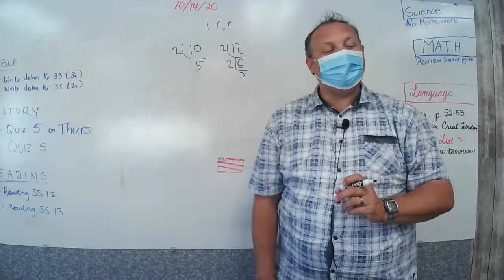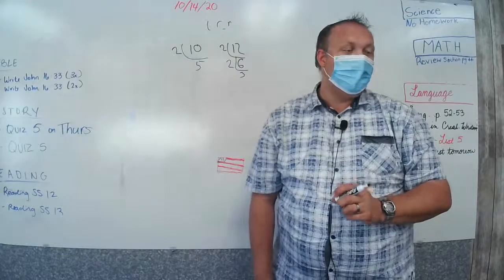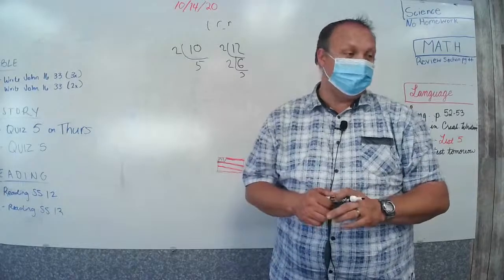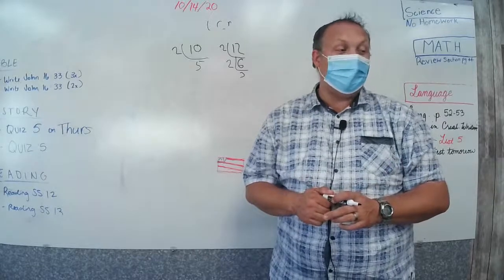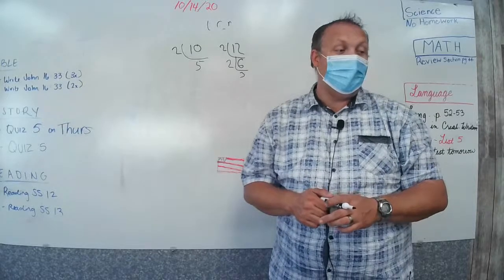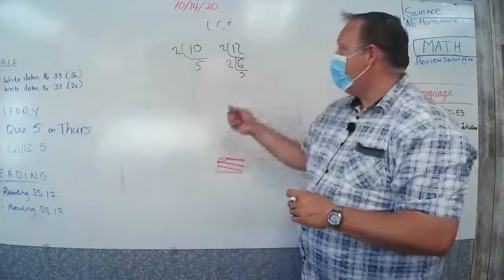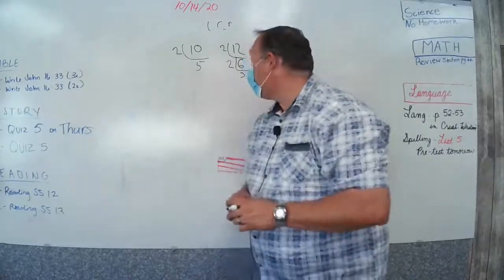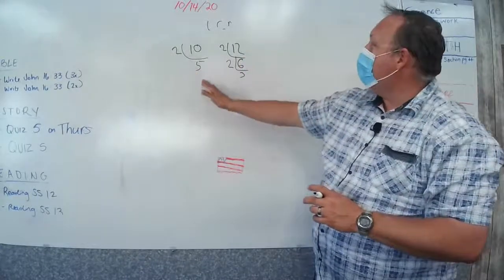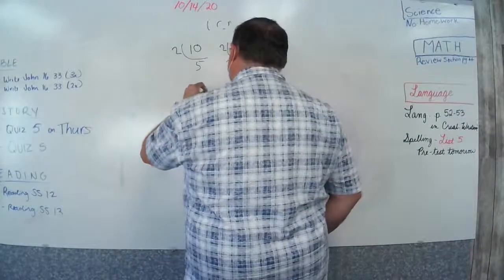What are the factors for 3? What times what equals 3? 1 times 3. What's the definition of a prime number? The only factors are 1 and itself. So 3 is a prime number. Okay? Now, we have this broken down into prime numbers, okay? So we're going to list our prime numbers.